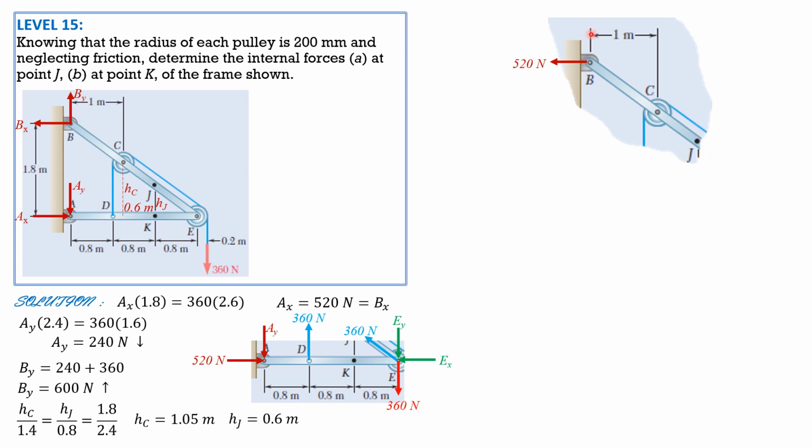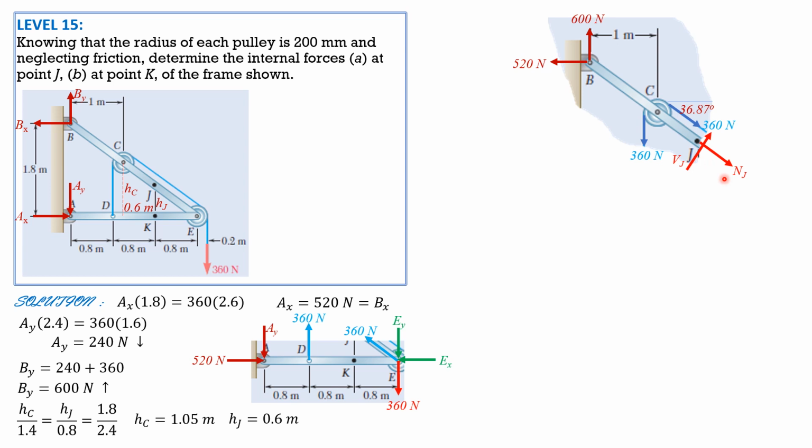So for the free body diagram of this part, we have the tension 360 and 360, the reactions 520 and BY upward 600, then the internal forces. So this angle is 36.87. The angle that this inclined bar of the frame makes with the horizontal is arctan of 1.8 over 2.4. So I just mentioned it, arctan of 1.8 over 2.4 is 36.87.